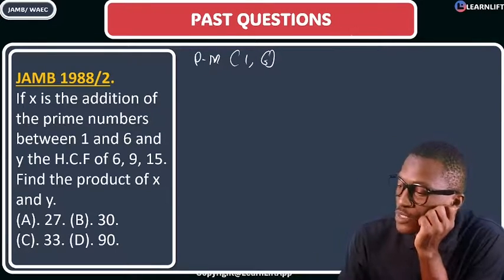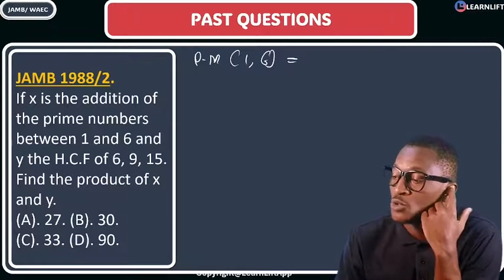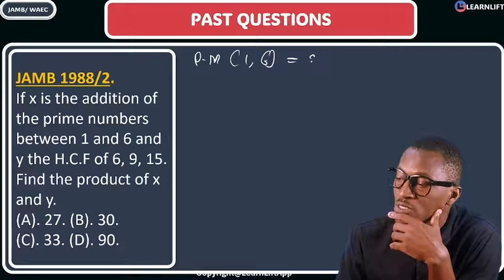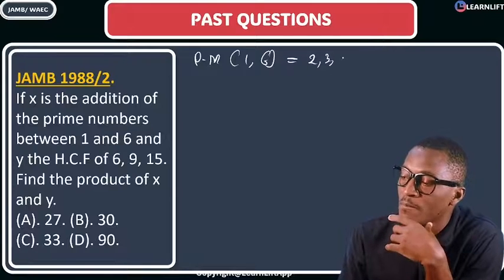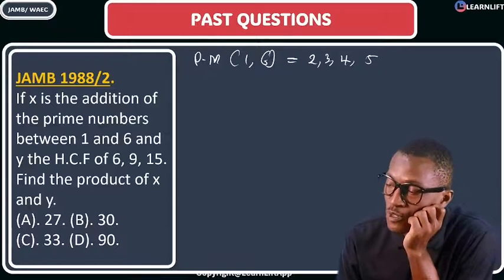Hope you know. So this now practically becomes, what are the numbers between? Let's first of all list the numbers between 1 and 6. 2 is there, 3 is there, 4 is there, 5. So we have listed 2, 3, 4 and 5.